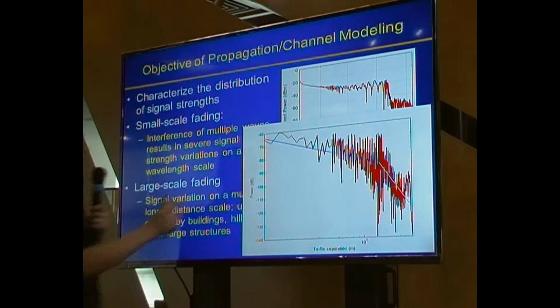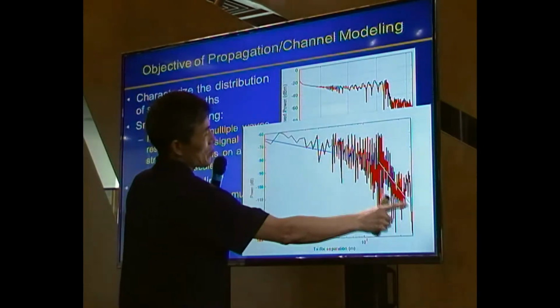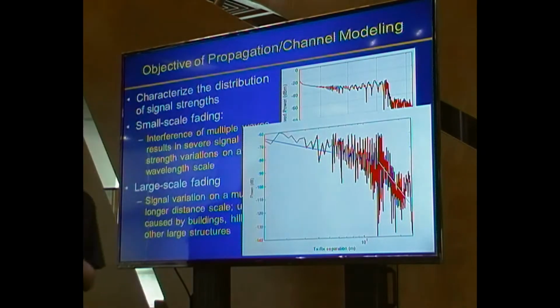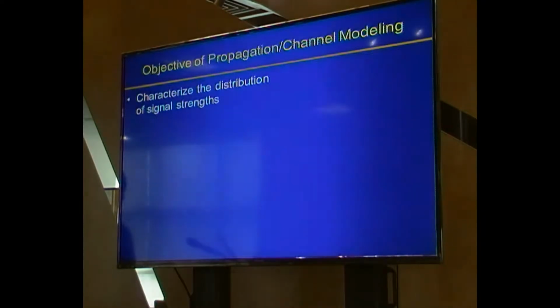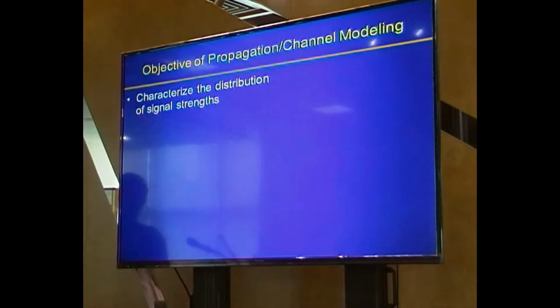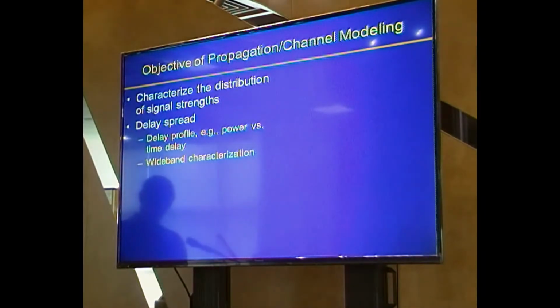If we just use the two lines to represent them, this one is just the propagation feature in this particular environment. Okay, so that's how we characterize that in terms of path loss. And then we also need delay spread.